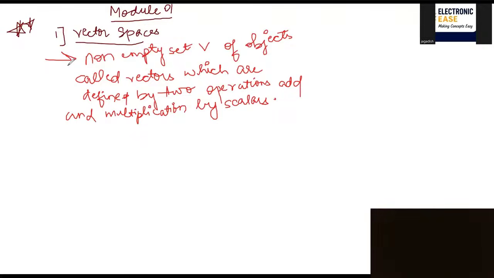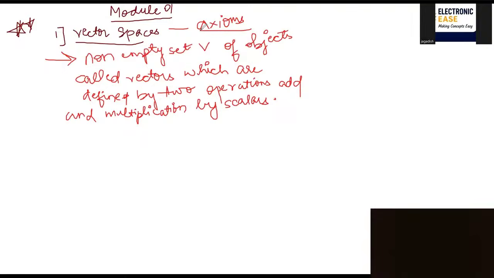which are defined by the two operations addition and multiplication, and they are multiplied by the scalar. Okay, children. Next we need to learn about the axioms. I explain along with axioms because they will ask you to define a vector space along with the axioms. So what are those?